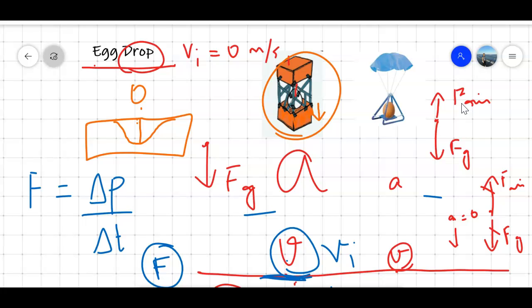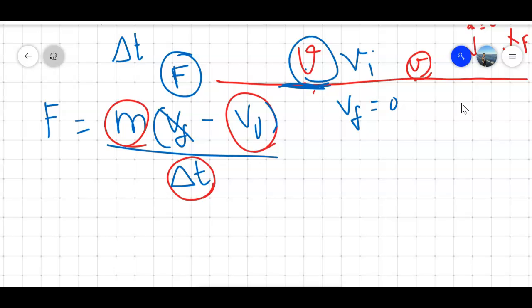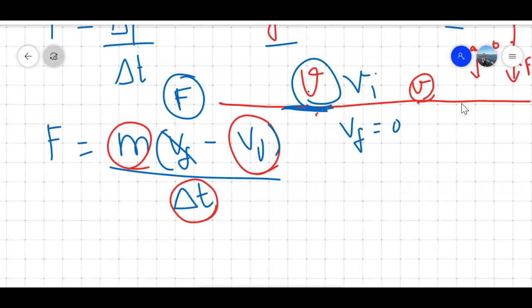And so then going back to our formula, if this time increases, what will happen to the force? Because it's in the denominator, the force will decrease. So all these three things will decide the force. How heavy the structure is decides the force. What is the speed with which the structure hits the ground is going to decide the force again. And then how much time does the egg inside of the structure take to stop? That will decide the force on the egg.